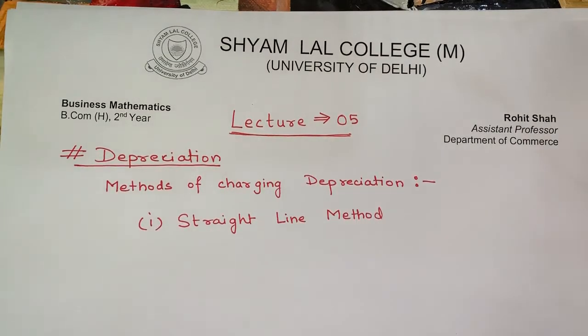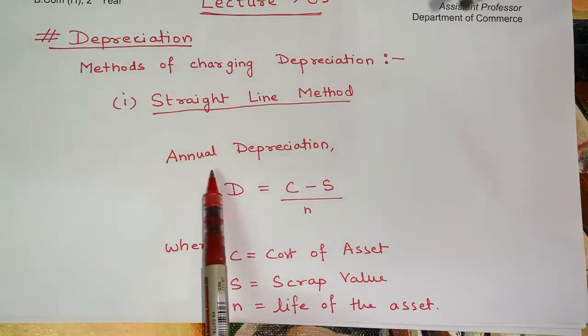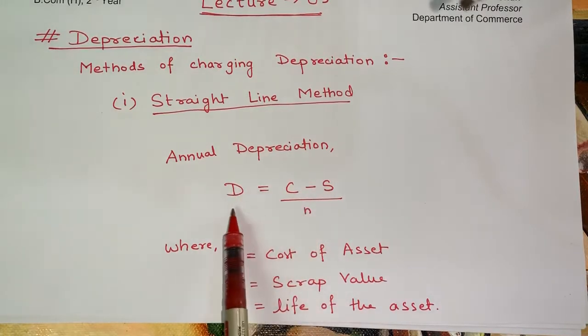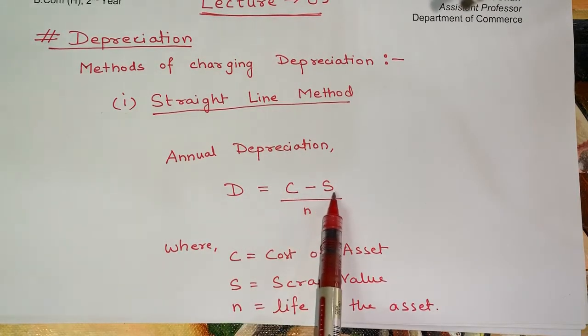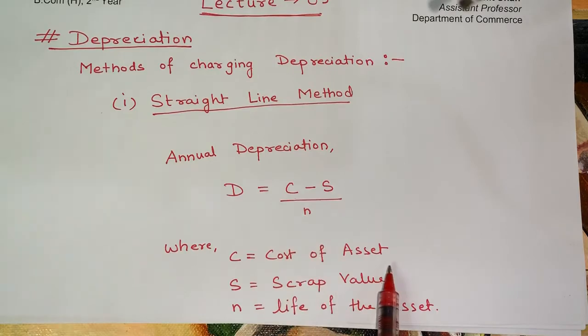The very first method of charging depreciation is the straight line method. Therefore, the formula for annual depreciation becomes D equals cost minus scrap value divided by the life of the asset.